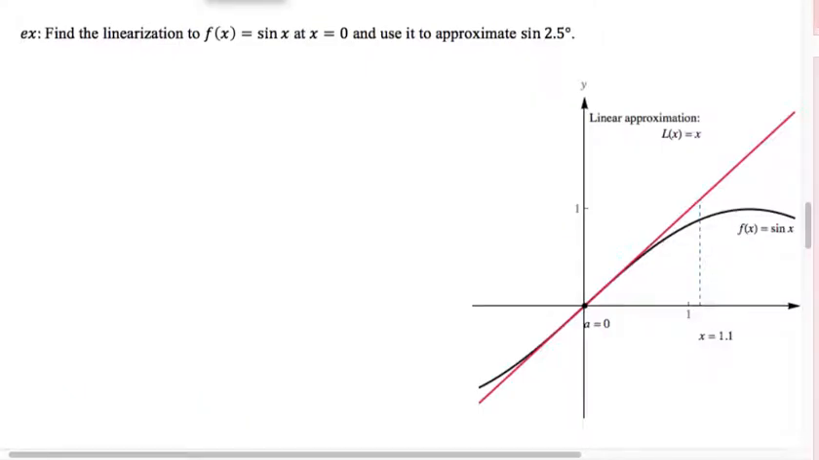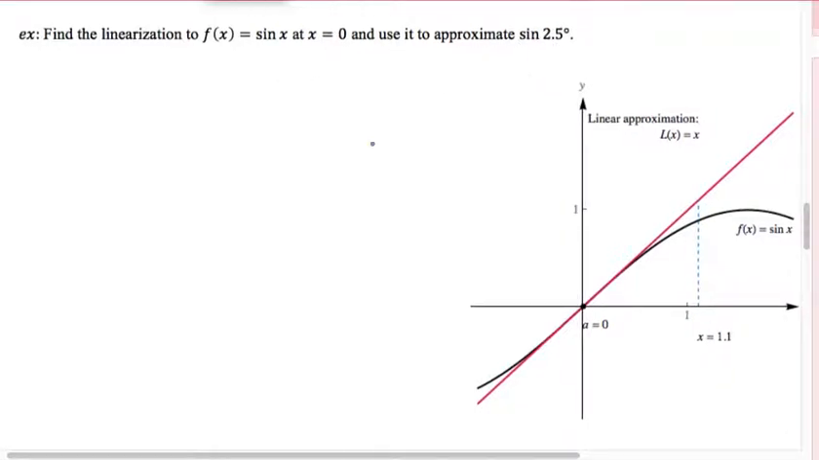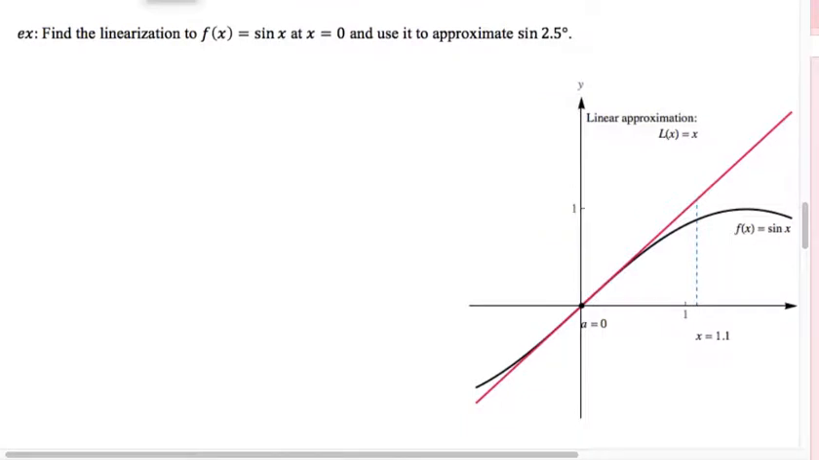In this next example, we're going to find the linearization of f of x equals sine x at x equals 0. And we're going to use that to approximate sine of 2.5 degrees. Now, if you think of degrees and radians, 2.5 degrees is actually pretty close to 0. So this will be a pretty close approximation here. Okay, so let's first find the derivative. The derivative of sine of x is cosine of x.